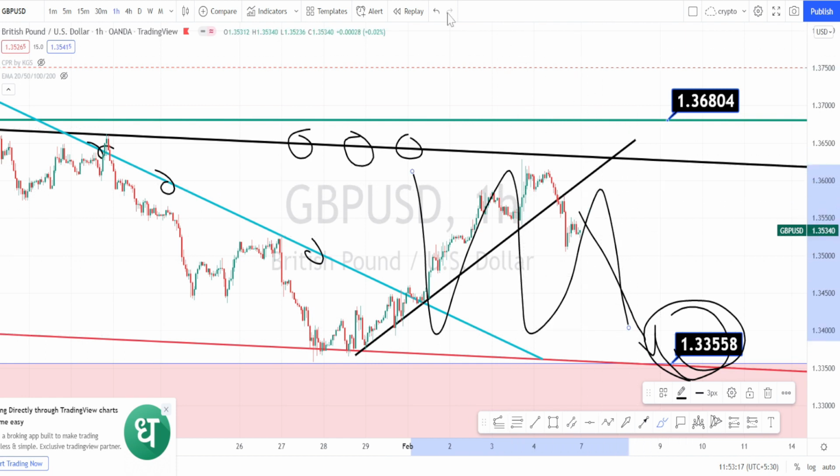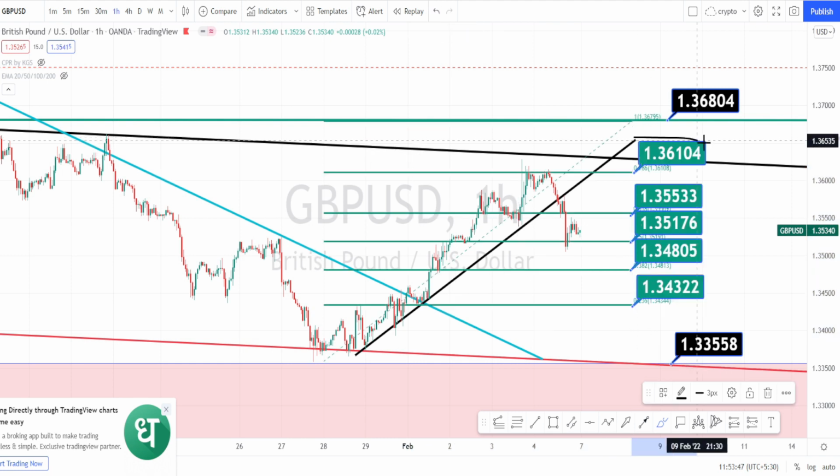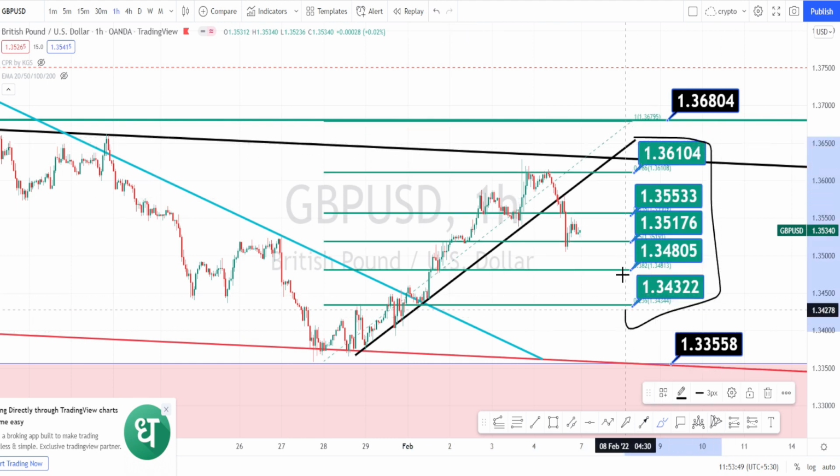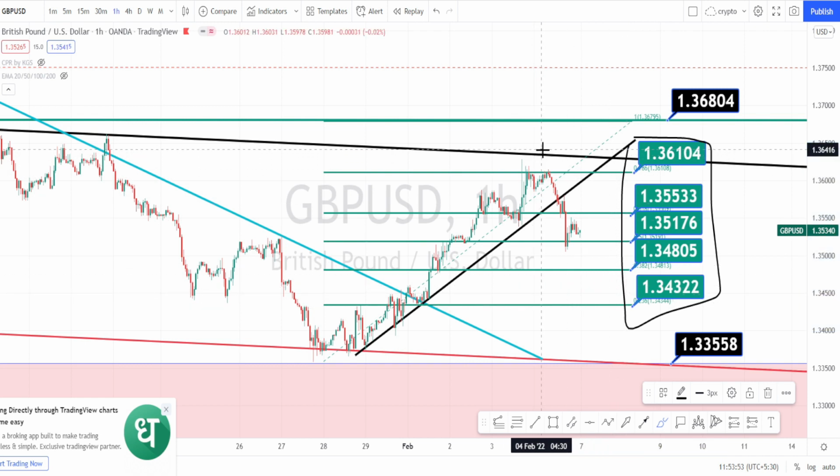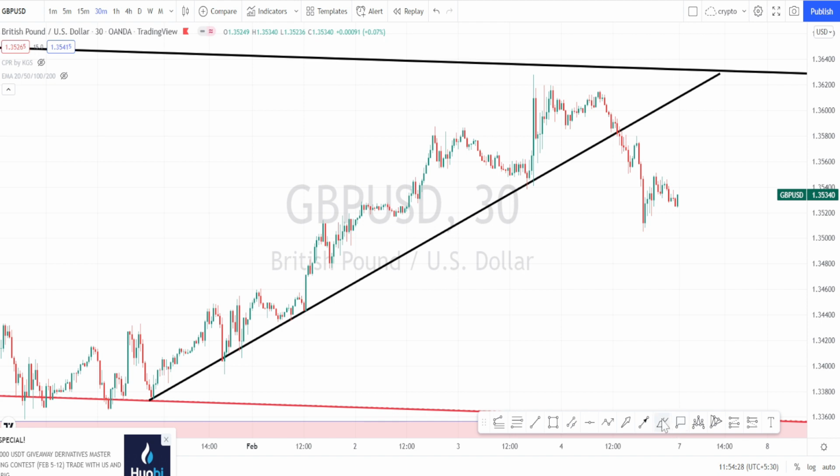Let us mark the support and resistance levels for hourly time frame. So the values in green color boxes are the support and resistance levels in hourly time frame, and currently the price action is in a very nice downtrend. Let us do the analysis in 30 minutes time frame. I am in 30 minutes time frame now.